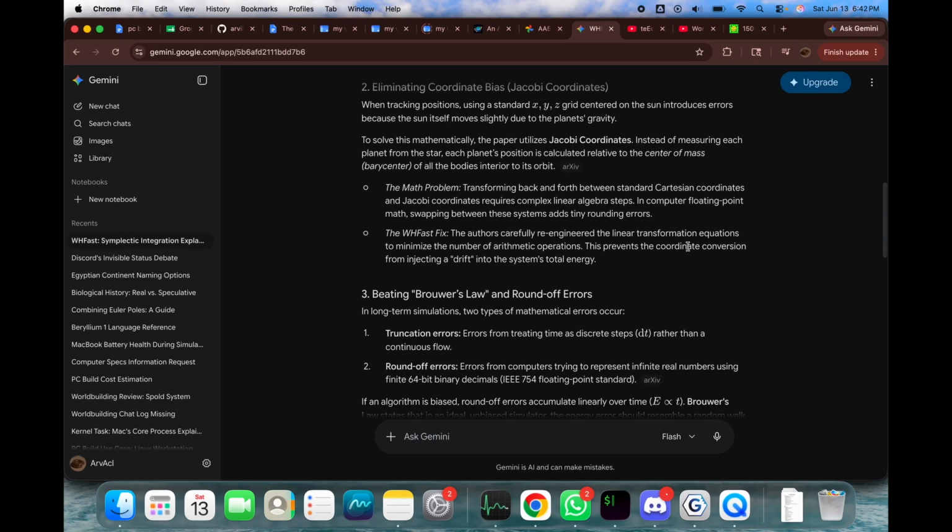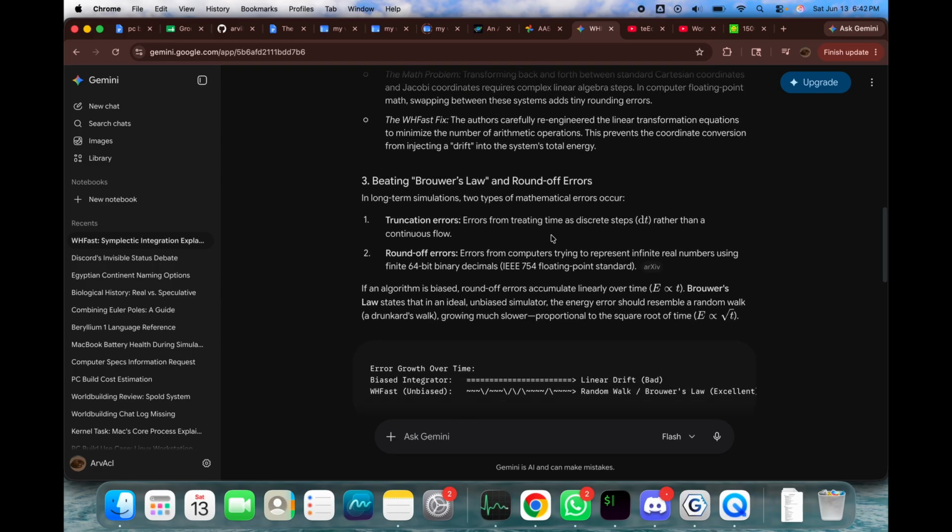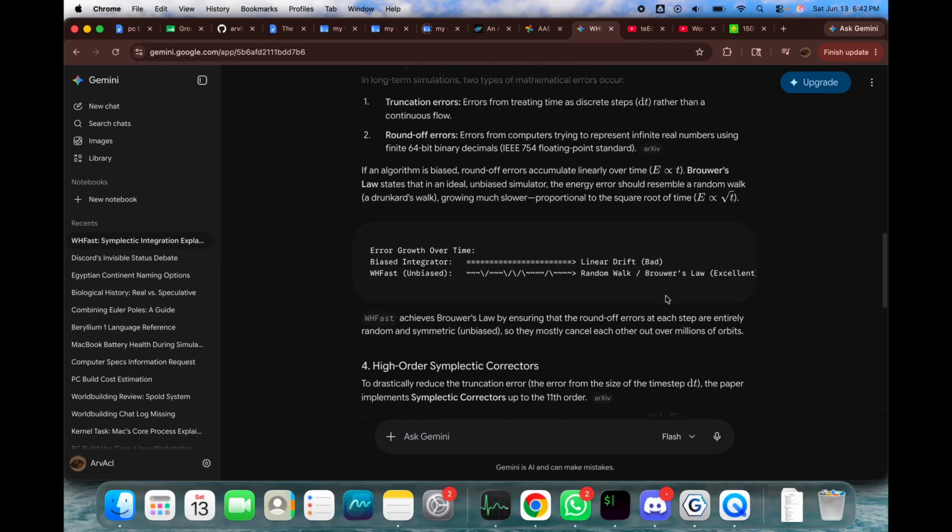Transforming back and forth between standard Cartesian coordinates and Jacobi coordinates involves complex linear algebra to carefully engineer the linear transformations. Then Brouwer's law: truncation errors in algorithm bias, round-off errors accumulate linearly over time. Brouwer's law states that on an ideal unbiased simulator, the energy error is about a random walk, growing much slower, proportional to the square root of time. Okay, so now instead of linear drift, it's square root.